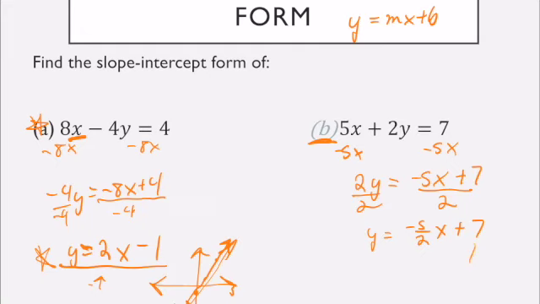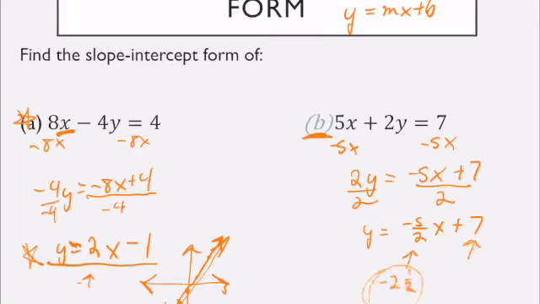I would not recommend switching your slope to a mixed number, right? We don't want to write this as negative 2 and 1/2, right? That doesn't really tell us how to graph it, right? This way we know to go down 5 and over 2.